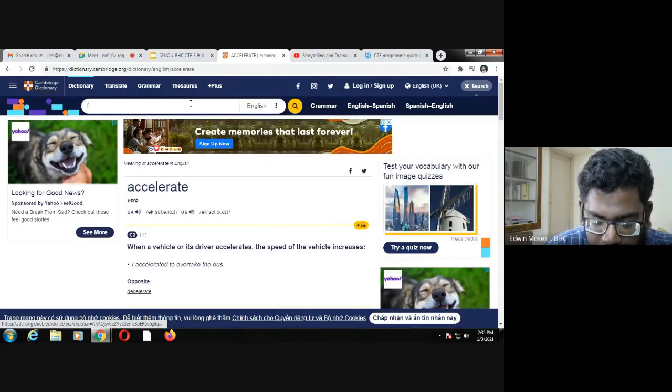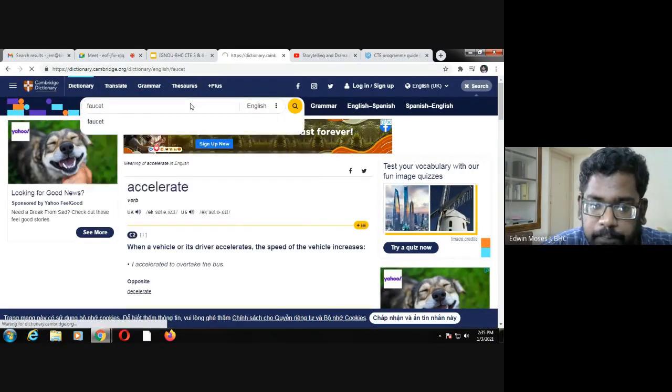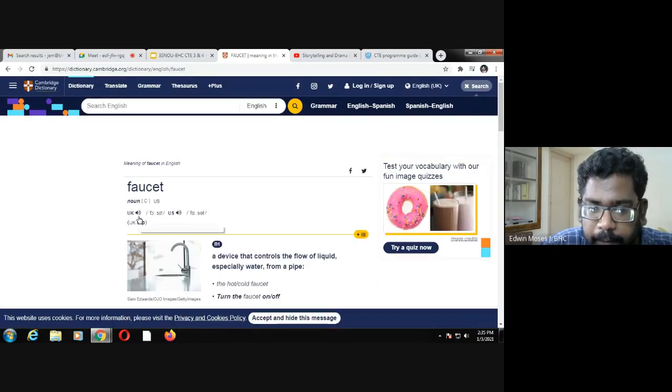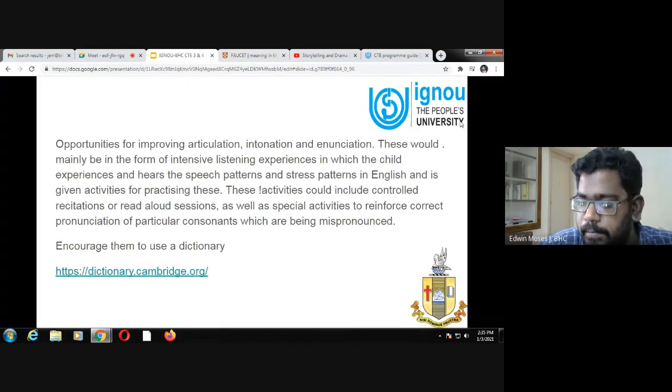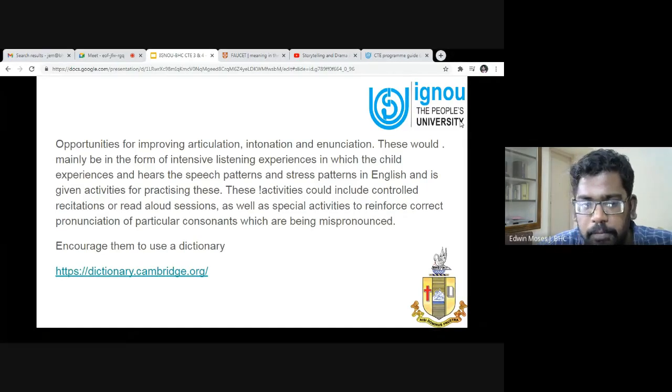You can make use of this dictionary. It's available online, right? If you Google it, online Cambridge dictionary, you'll get it. So you know that, right? So introduce a dictionary to your students and encourage them to make use of it. Today they can use it on their mobile phones, right?